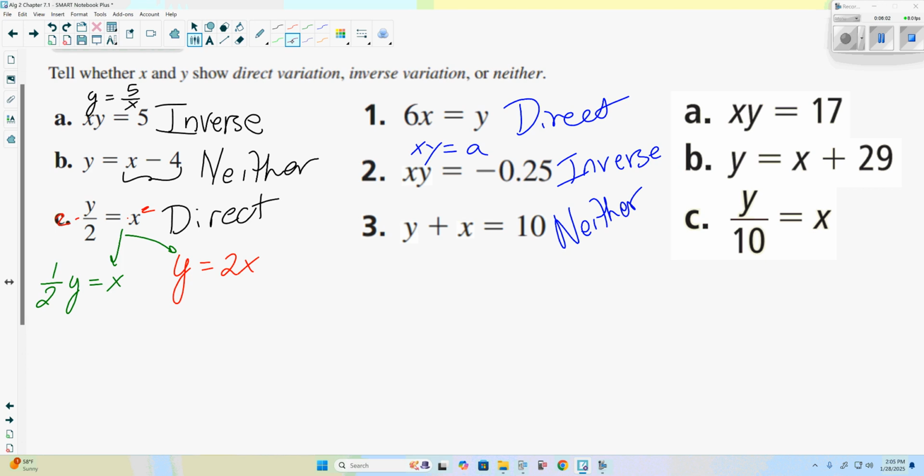Let's look at the last set of three. X times y equals 17. Inverse.